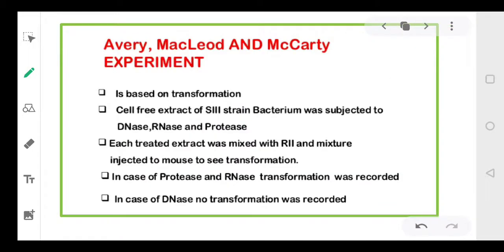Then came the second experiment, that is by Avery, MacLeod and McCarty. Now this was also based on some transformation. They obtained some cell-free extract from the S strain bacterium. They subjected it to three enzymes, DNase, RNase and protease. DNase will catalyze the DNA, RNase is the enzyme which will work upon RNA, and protease will work upon the proteins.